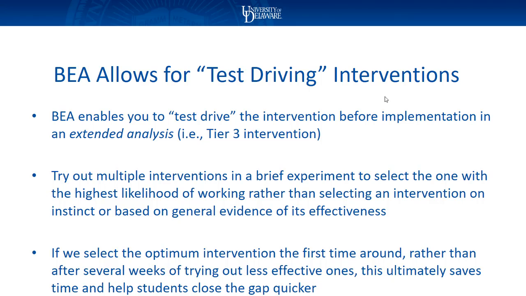Trying out multiple interventions in a brief experiment to select the one with the highest likelihood of working, rather than selecting an intervention on instinct or based on general evidence of its effectiveness. Remember, just because an evidence-based practice is shown to be effective in general doesn't mean that that practice will be effective for your given student. So, if we select the optimum intervention for that student the first time around, rather than after several weeks of trying out less effective interventions, this ultimately saves time and helps students close the gap quicker.